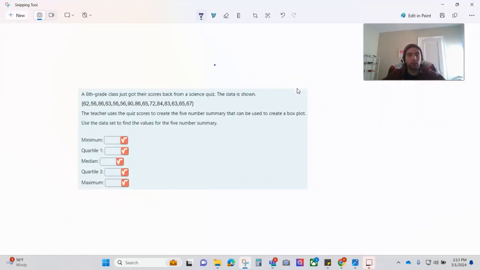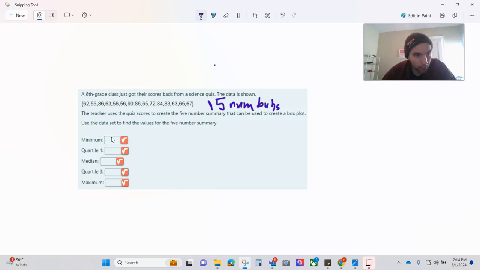Question 1. A sixth grade class got their scores back from the test. Okay, here are all the test scores. Let's count them and see how many numbers there are. I have 15 numbers. You make sure to count your numbers. Use the data set to find the values for the 5-number summary.